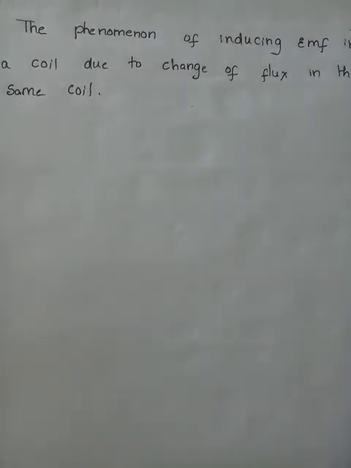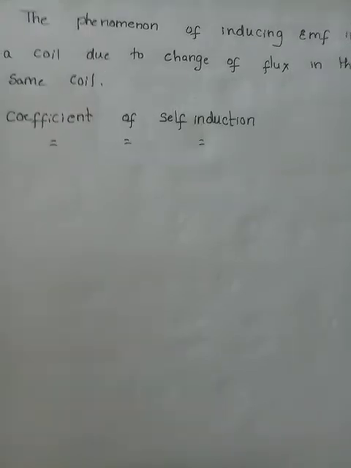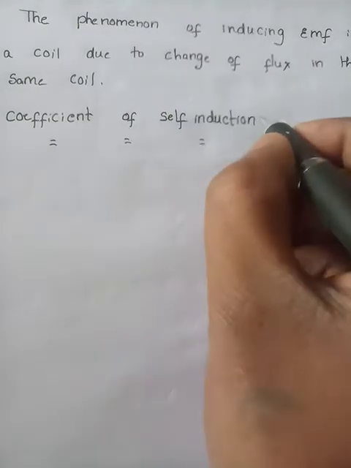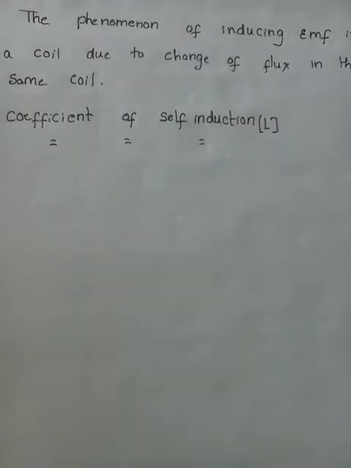Have you related this property anywhere in mechanics? Yes. What is that property? Inertia. What is inertia? The property of a material which opposes the change of motion. If a body is in motion, it doesn't want to come to rest. If a body is at rest, it doesn't want to come to motion. So there it opposes the change of motion, and here it opposes the change of current. So the property of self-induction is very related to inertia in mechanics. Now we have to define the coefficient of self-induction, which is the property of the material.